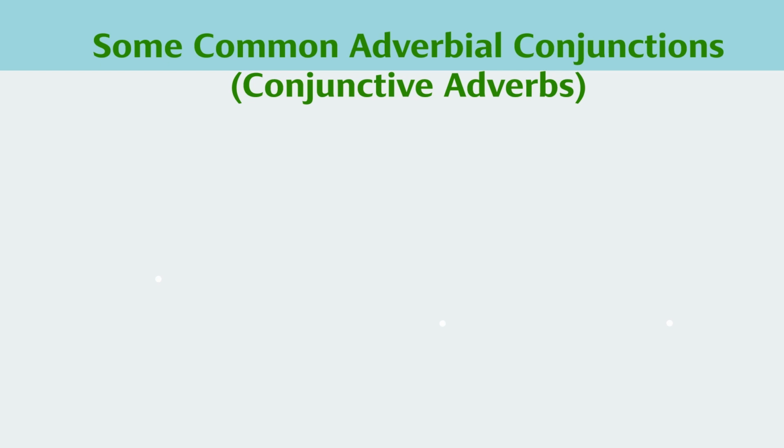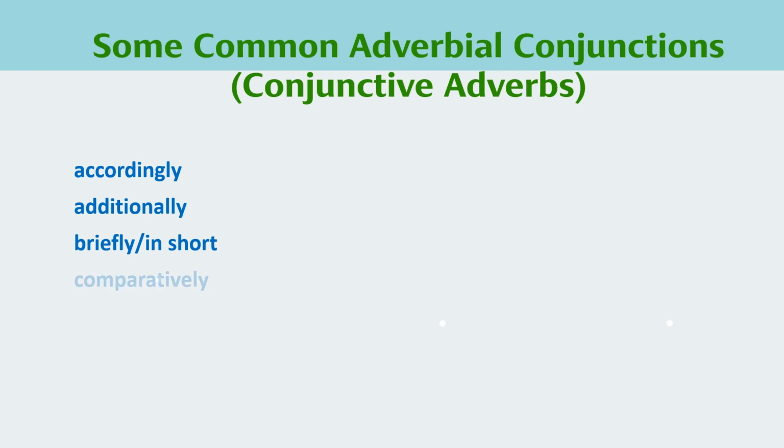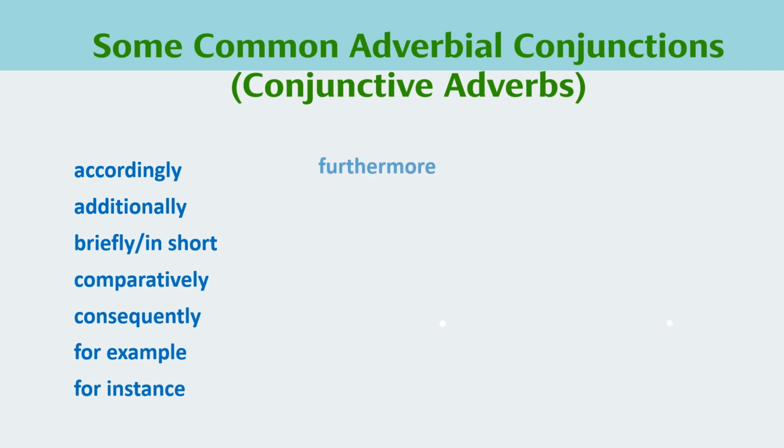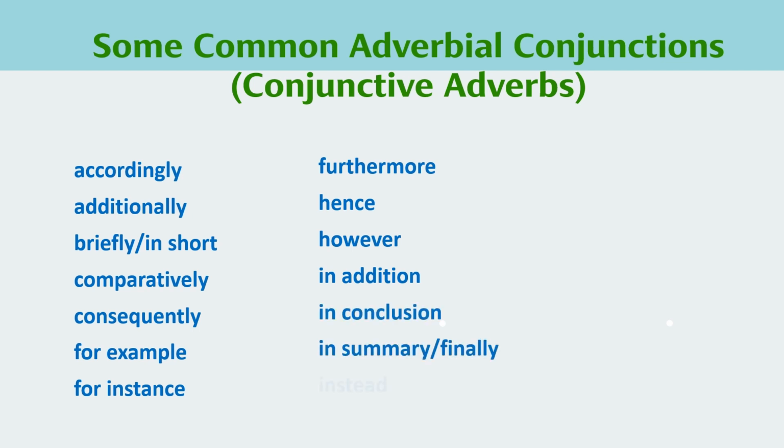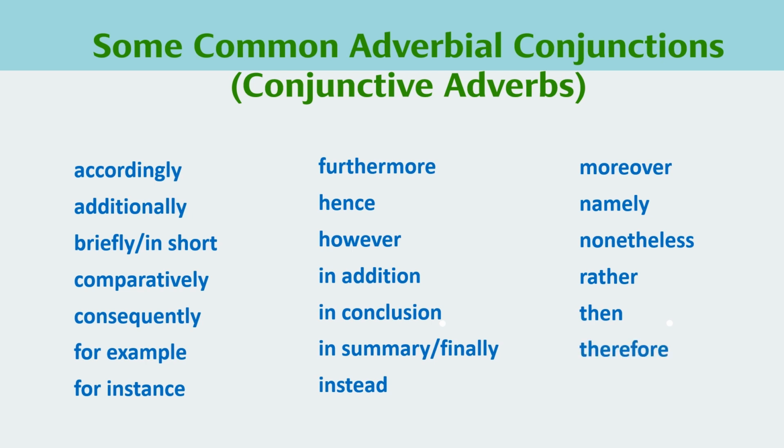Before we go any further, let's take a look at some common adverbial conjunctions. And by the way, another term for adverbial conjunction is conjunctive adverb. Accordingly, additionally, briefly, in short, comparatively, consequently, for example, for instance, furthermore, hence, however, in addition, in conclusion, in summary, finally, instead, moreover, namely, nonetheless, rather, then, therefore, thus.